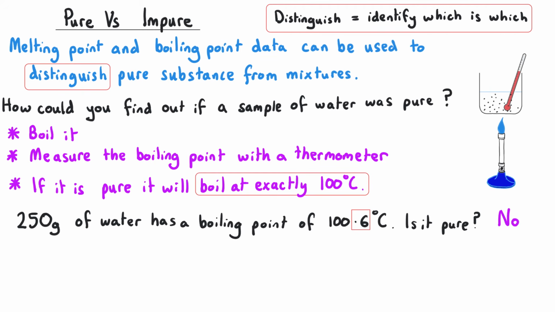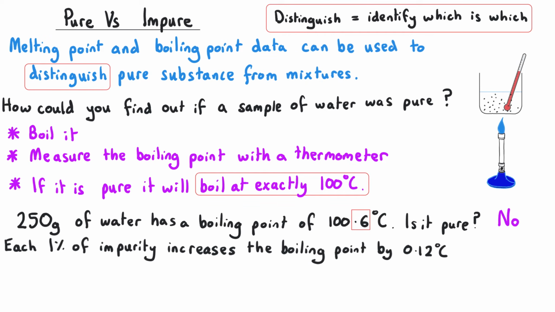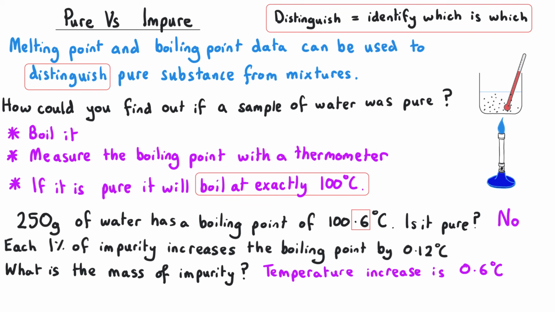They might make this more interesting by saying that for each 1% of impurity, the boiling point of water increases by 0.12 degrees C. And you could be asked to calculate the mass of impurity in this water. Well, the temperature has been raised by 0.6 degrees C above the pure water boiling point, and we're told that 1% impurity raises it by 0.12. So we need to find out the percentage impurity by dividing 0.6 by 0.12, and we get 5 there. And so that means that there has been 5% impurity in this water.